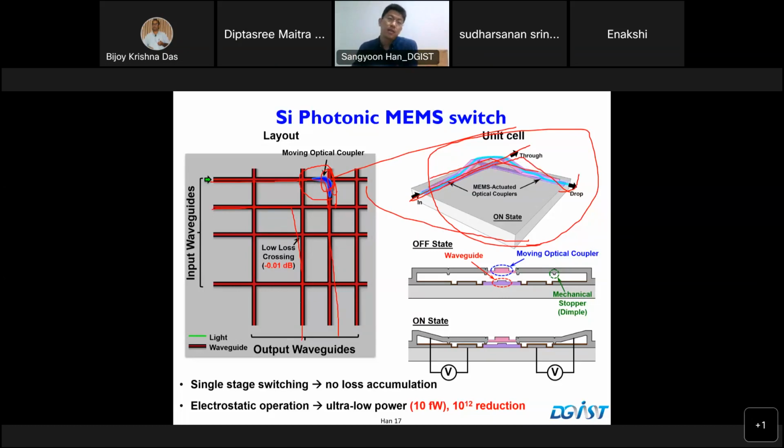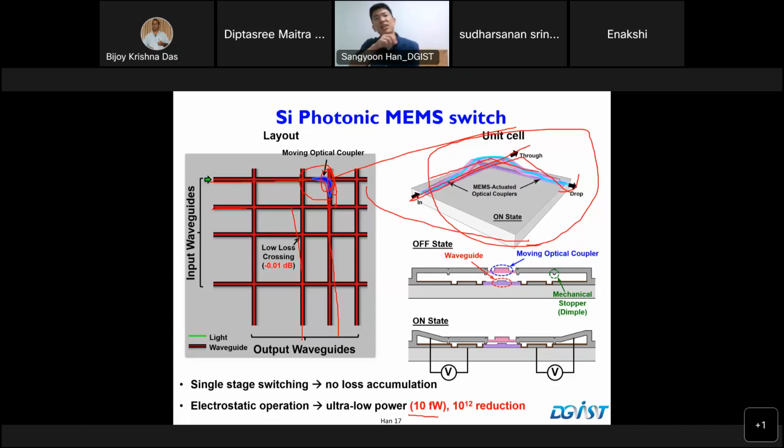In addition to that, this actuator is actuated electrostatically, meaning that there's no current flow once the actuator is moved to a certain position, apart from a small leakage current through the dielectric, but that's a really small amount. So the static power consumption of this actuator is 10 femtowatts compared to the thermal heater. This is a 10 to the 12th times reduction. So this is a huge improvement also in terms of electrical power consumption.